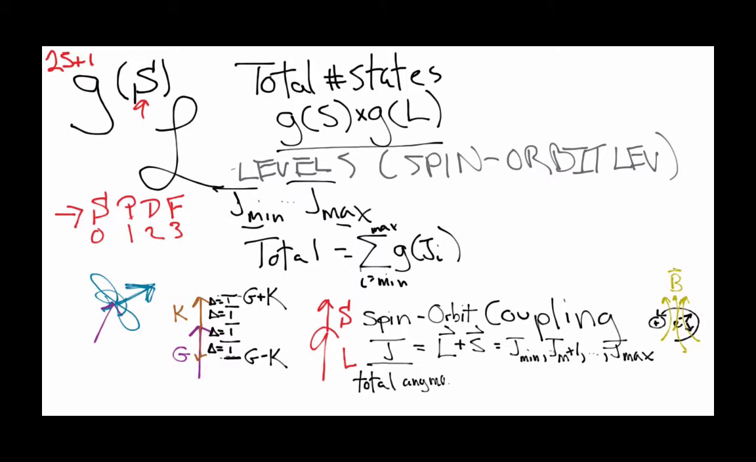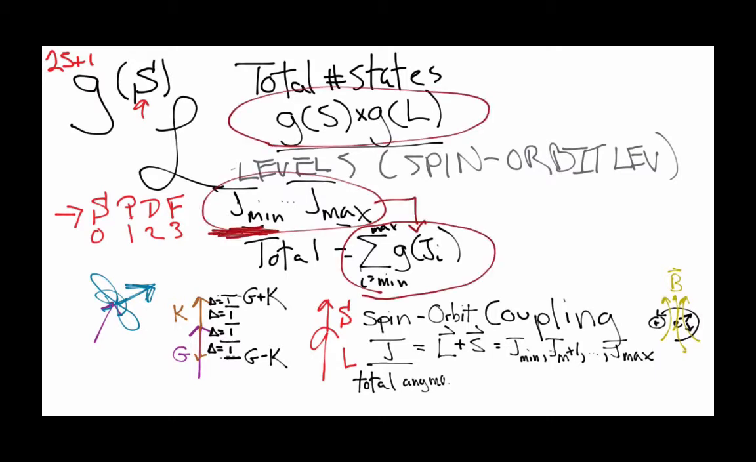But we can compare the degeneracy we get from the sum of the J degeneracies to the total degeneracy we get when we multiply the spin and the orbital angular momentum degeneracy, and those have to equal each other. That's the check that we use for the system. So we compare that to that, and if they agree, we're done.